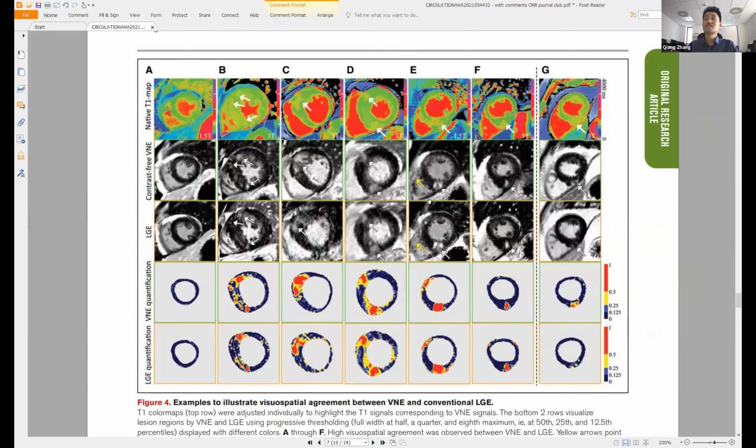And we can see that the contrast-free VNE revealed characteristic HCM lesions in those hypertrophied segments and in the anterior, inferior, right ventricular insertion points here, and it's actually in high agreement with the LGE images in the distribution and the pattern of the lesions.